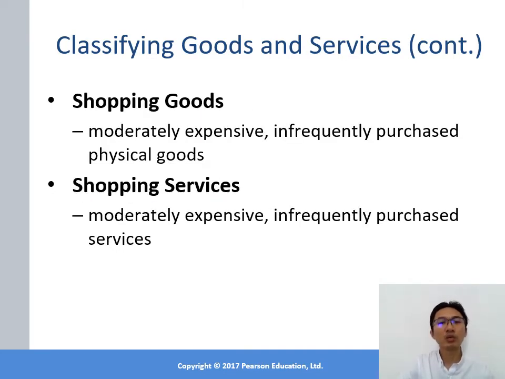The next one is shopping goods and shopping services. Examples of shopping goods are appliances and mobile devices. Examples of shopping services are hotel or airline reservations. These types of goods are more expensive and are purchased less often than convenience products. Consumers often compare brands, sometimes in different stores and also through internet searches. They may also evaluate alternatives in terms of style, performance, color, price, and other criteria.